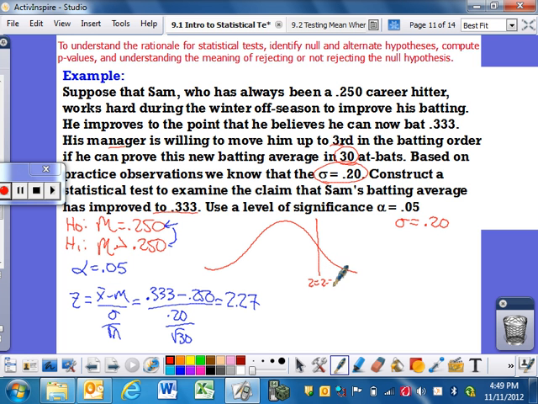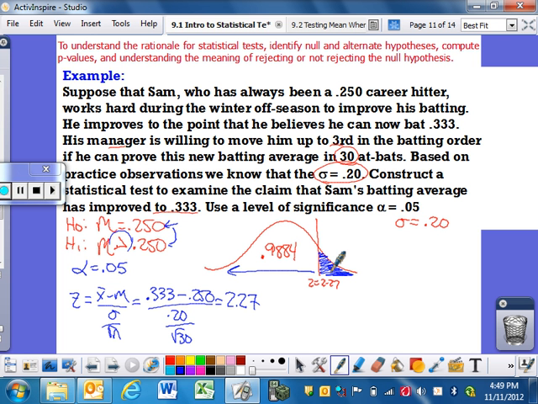Z equals 2.27. And if you go to your table, you're going to get a number of 0.9884. That's the probability. If you go to your z table and look up 2.27, you get 0.9884. Now remember, z-scores give you everything to the left. What did the alternate hypothesis tell us? That we are looking to see if this guy's batting average improved. It's greater than. So this is a right-tailed test. So we want the information to the right.